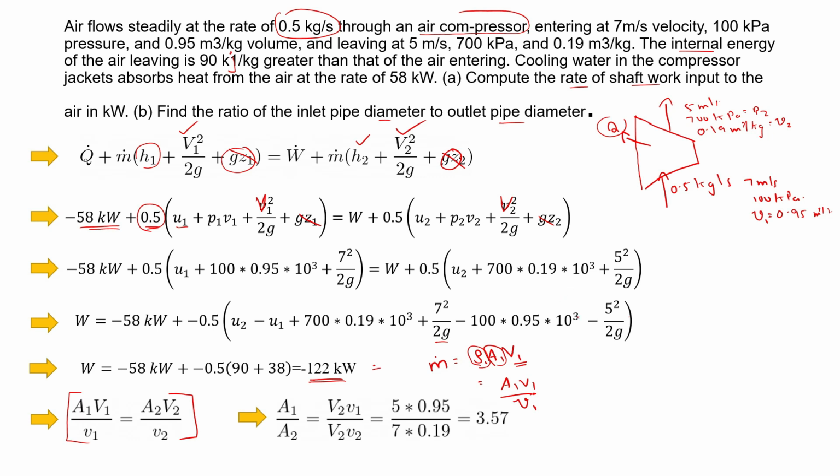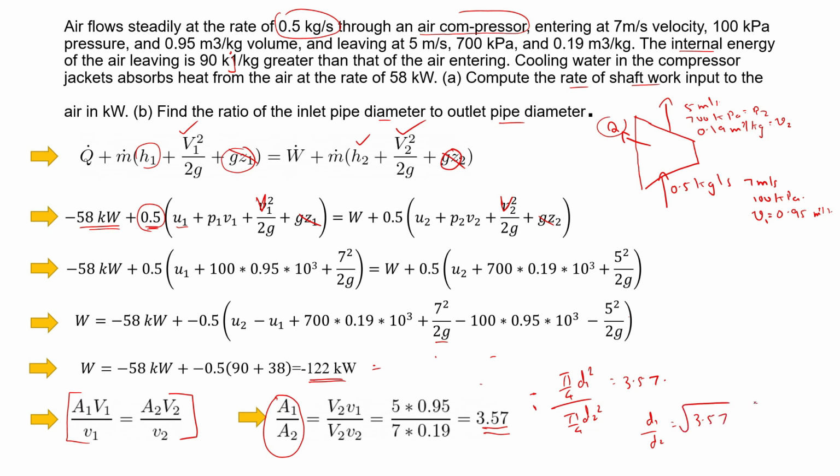So you can make use of this equation to find A1 and A2. A1 by A2 is equal to 3.57. A1 by A2 is pi by 4 D1 square by pi by 4 D2 square. So this is the ratio, 3.57. You can take the root, so D1 by D2 will be root of 3.57. This is how we solve a problem using the steady flow energy equation. So D1 by D2 will be 1.89.